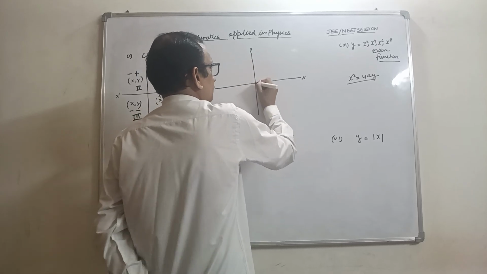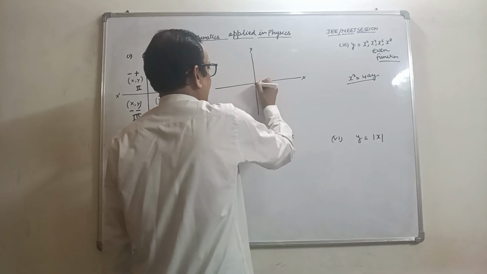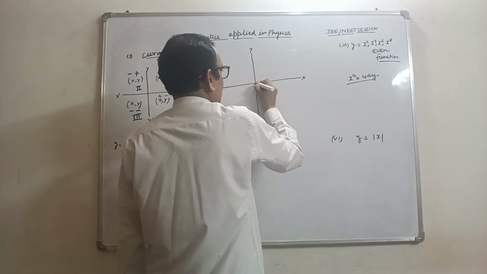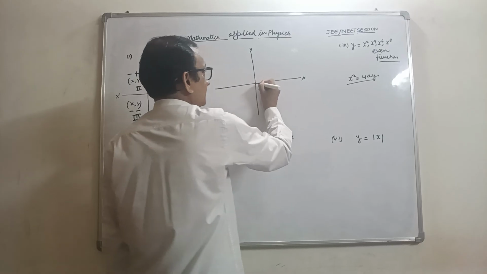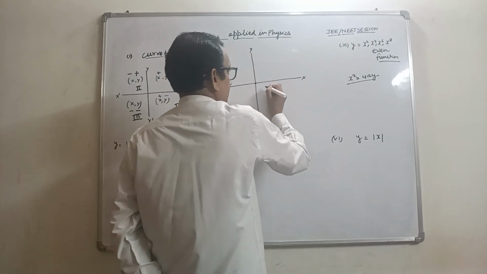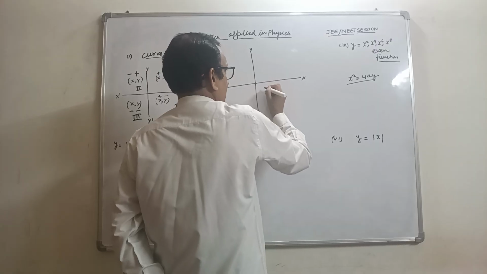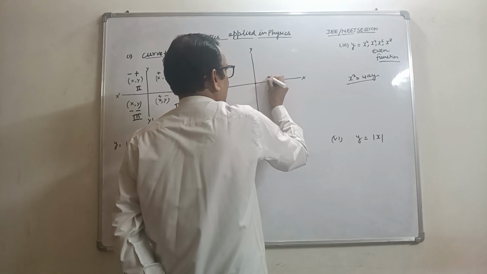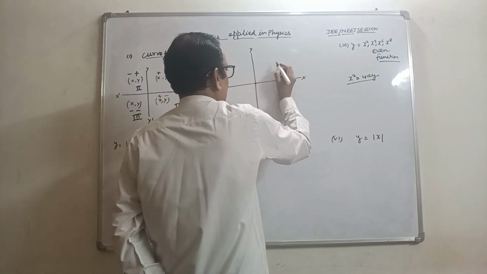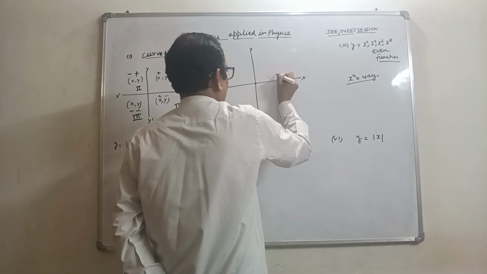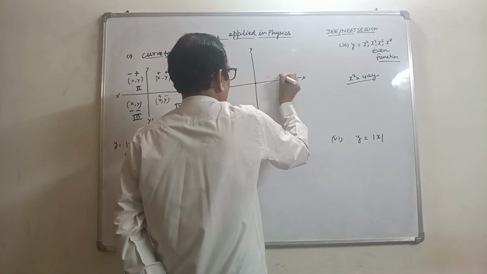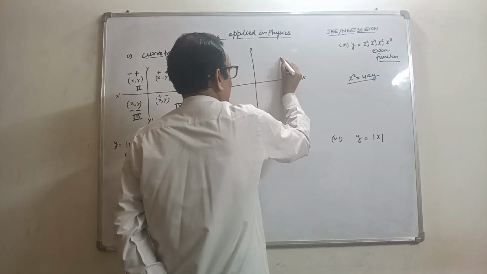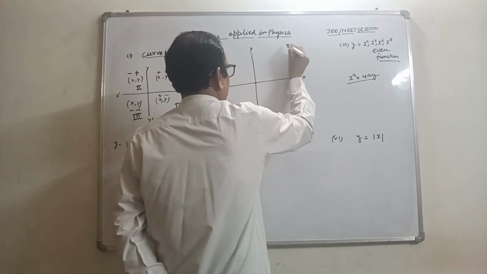So y is equal to x square. This curve will be symmetrical about the y axis. Suppose x is 0, so this curve will pass through the origin. For x is equal to 1, y is equal to 1; for x is equal to 2, y is equal to 4. So suppose this is point 2, and this point is 4.